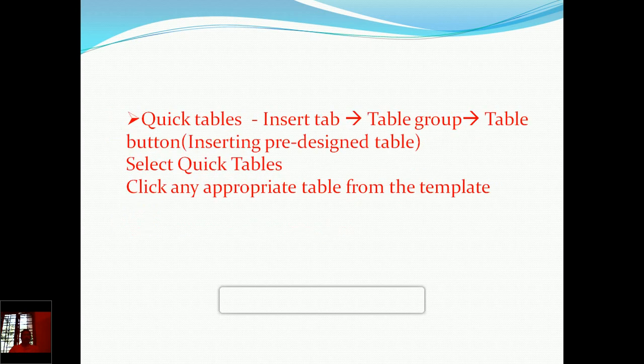And the fourth method is Quick Table. Quickly we can create a table. No need of giving the number of rows and columns, or selecting the number of rows and columns on the table grid, or drawing anything. Directly, easily, we can bring a table onto the MS Word document window.